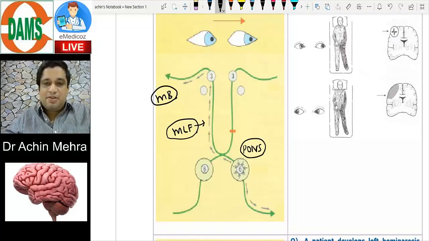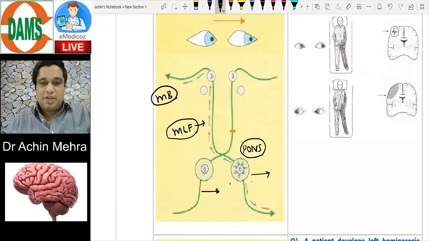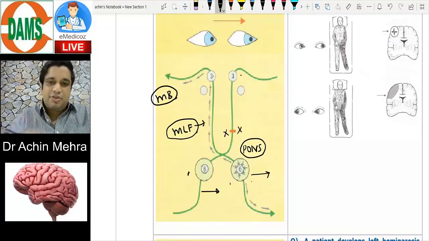Now what has happened in this particular case? Look at this, there is a good connection of the sixth cranial nerve on this side. That's why the eyeball is able to abduct. And there's a connection here with the opposite contralateral eyeball. Because of that, the eyeballs can move together, right? So MLF of this side is intact. Well, MLF of this side has gone. If MLF of this side has gone, the connection of the sixth on this side and the third of the opposite side will be lost.